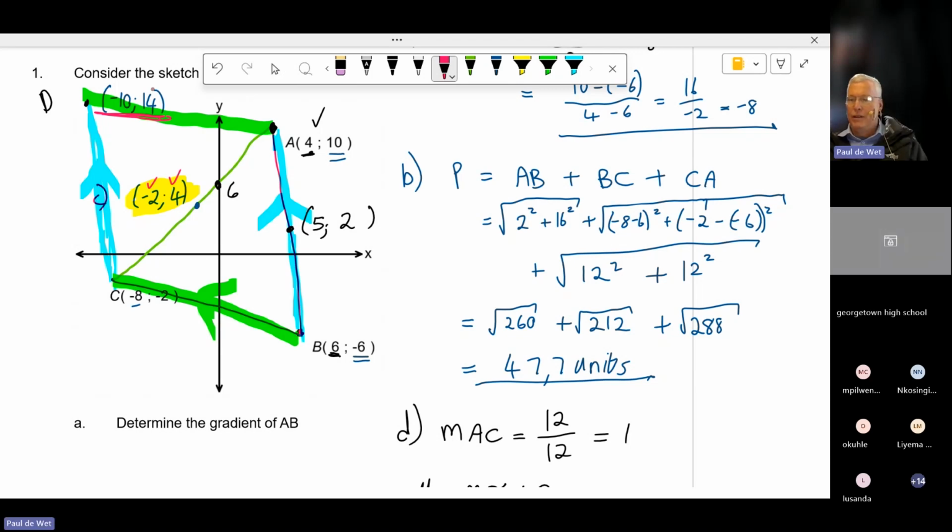All right. Then question G. It says, find point E if A is the midpoint of CD.